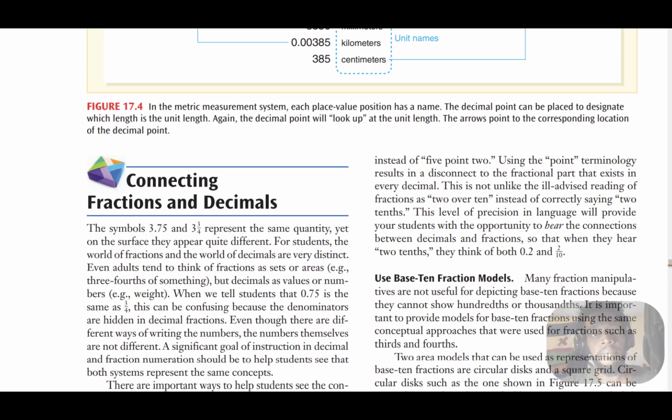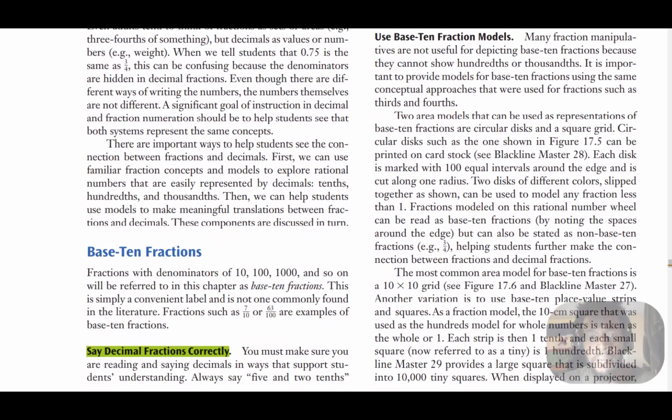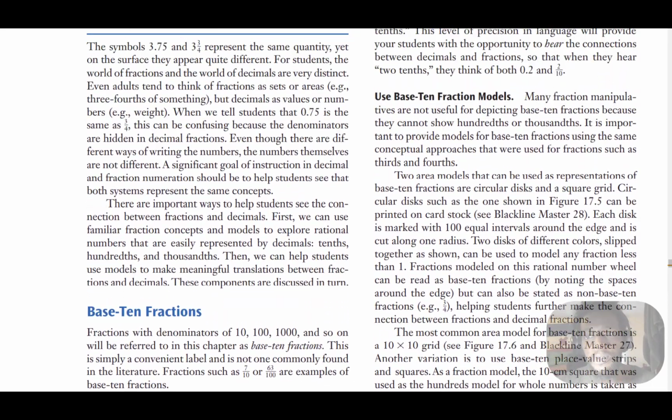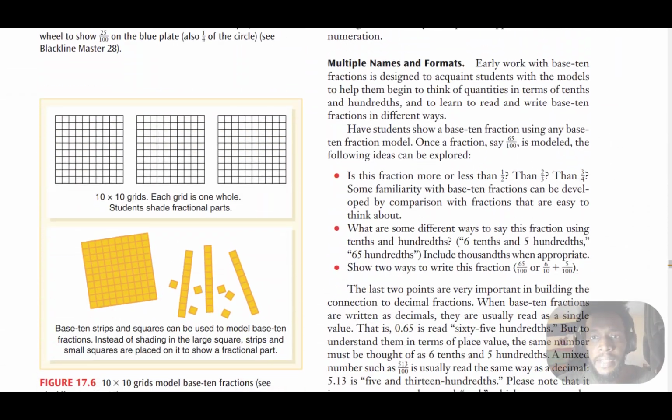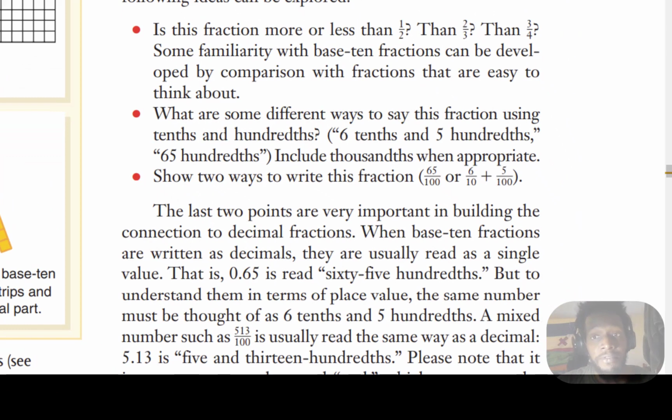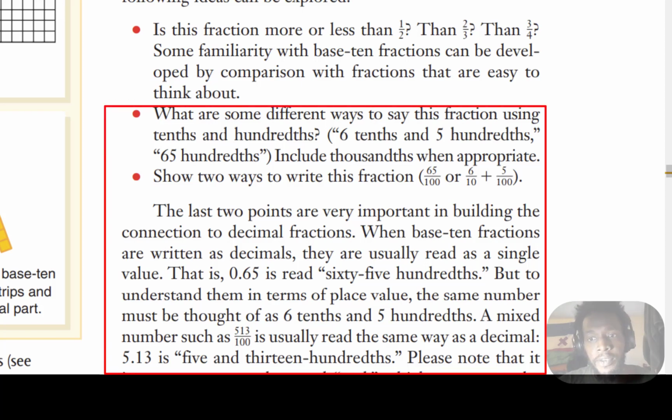So 7/10 or 0.7, the name of that is 7/10. And if you go on reading, I hope you have a copy of this. If you don't, I could copy a little piece of it. If you go on reading, we talk about multiple names and formats. I want you to just look at the last part down there. The last 2 points are very important, meaning the two red bullet points above.